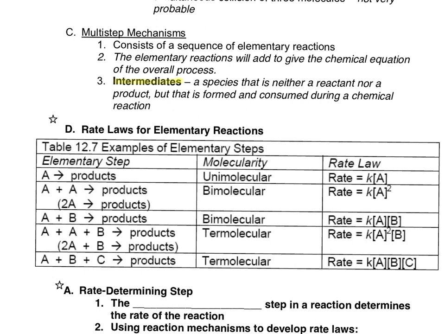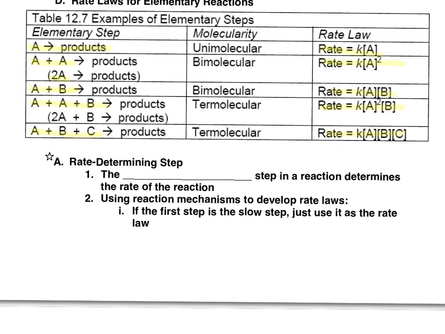For example, if I take a look at this elementary reaction with just one reactant, I get a rate law that looks something like this. If I have an elementary reaction that looks like this, which is another way of writing this, then I get a rate law that looks like that. Okay, this type of reaction gives me this type of rate law, and so on and so on. Hopefully you see the little pattern here. So you can figure out what the rate law is by looking at the elementary steps. So let's take a look and see how to do that.